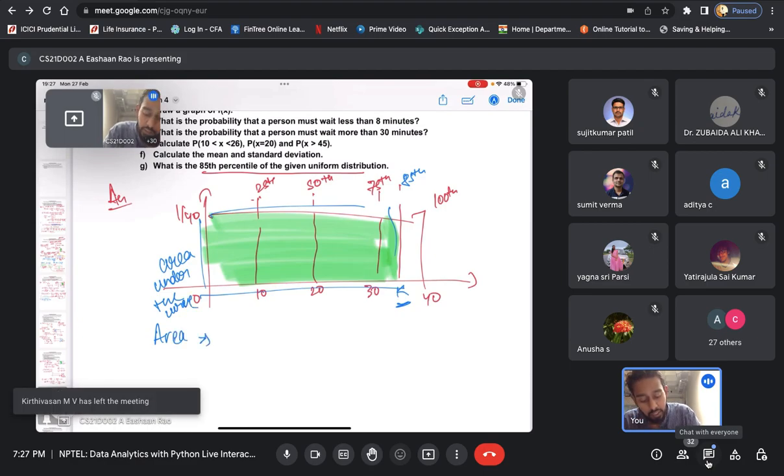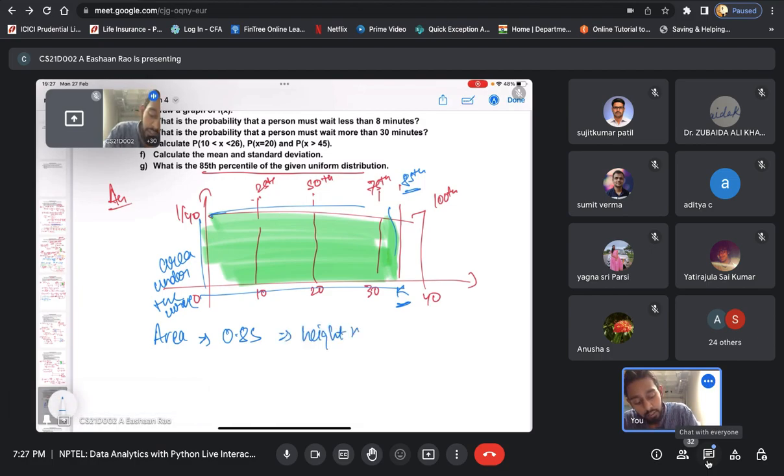Since a typical uniform distribution has a total area of 1, for the 85th percentile the area will be 0.85. So we have to assume that, because all the values are less than the 85th percentile. Whatever values come within the 85, we are considering all those values in this distribution. Now since it has area 0.85, we have this, and we have height into width.